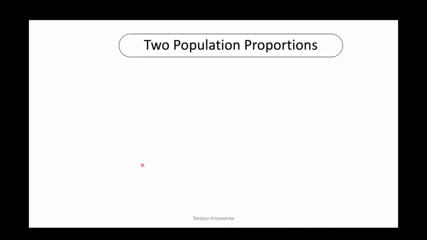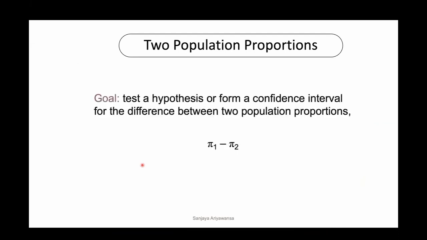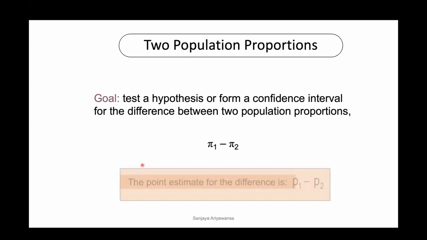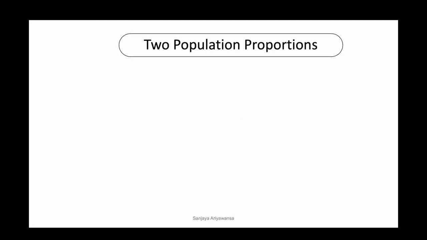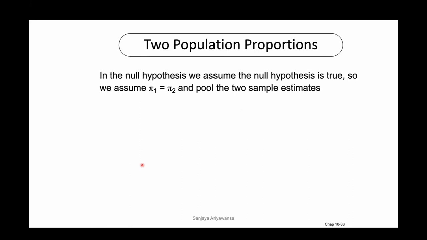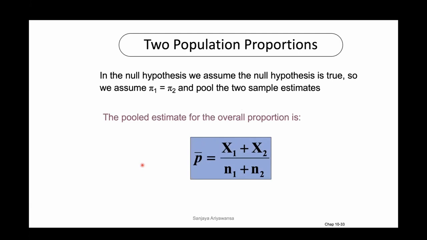Okay, that was a very long video on population proportions. So I think it covered most of the areas that I wanted to cover. We are testing for pi1 minus pi2, the population proportion difference. The point estimate that we are talking about is the sample proportion difference. And in the video, they also talked about the pooled estimate for the overall proportion, which is given by this particular equation. I also have an example here, so we'll look at that as well.